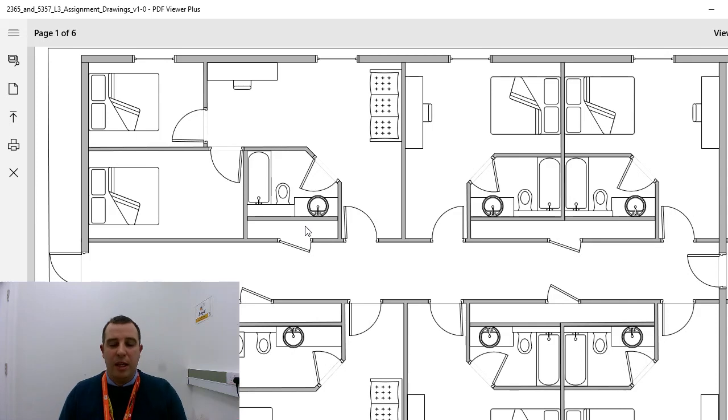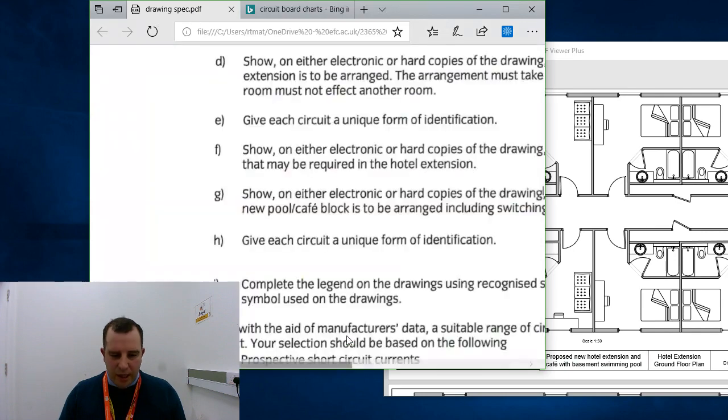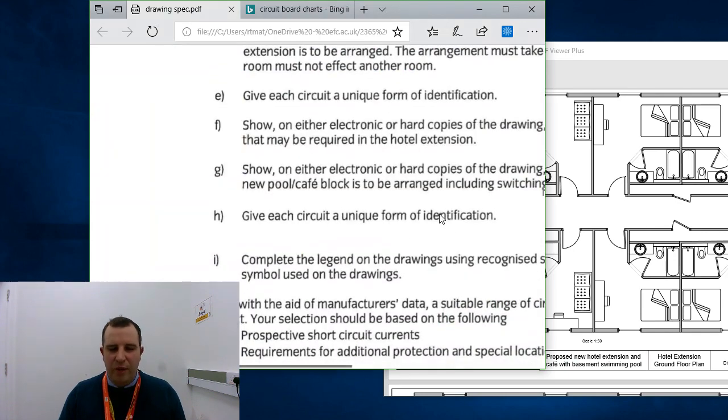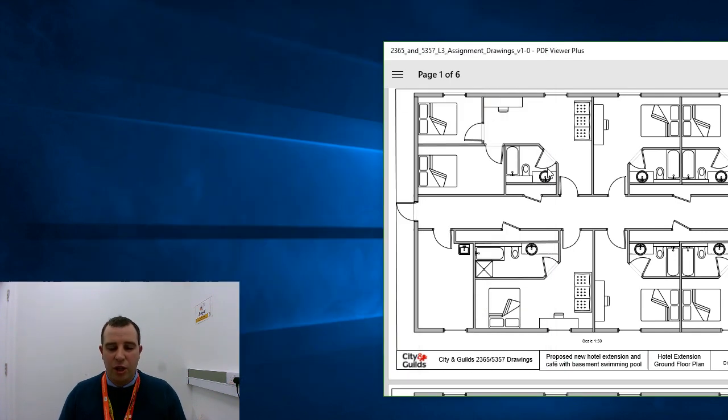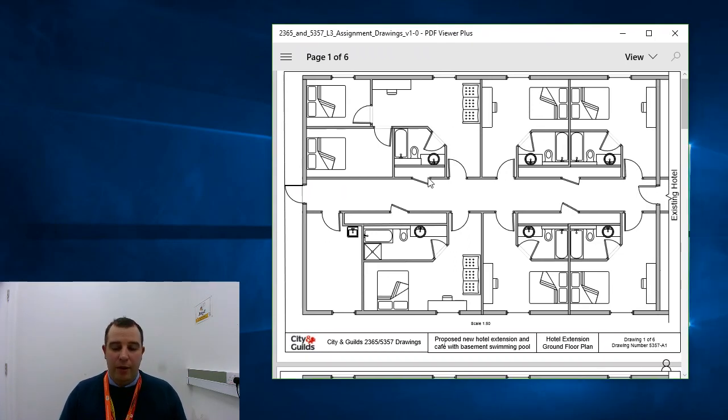So I would expect that if you're going to put 4 fuse boards in here, you'd include 4 separate circuit charts that would have the independent association of what they are. It says in here that we need to have a unique form of identification, and if you've got a circuit chart, that's where you're going to get the unique identification system out of it.